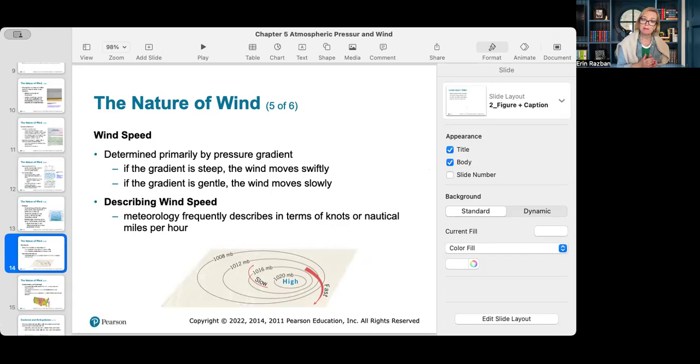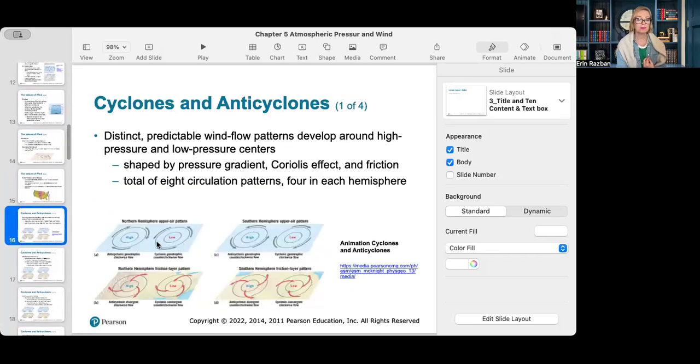Steeper gradients mean faster winds, and we measure wind speed in knots, K-N-O-T-S, with 1 knot equaling 1.15 miles per hour. Generally, surface winds are gentle, but speeds increase with height. The strongest persistent winds typically occur in coastal areas and in mountains.